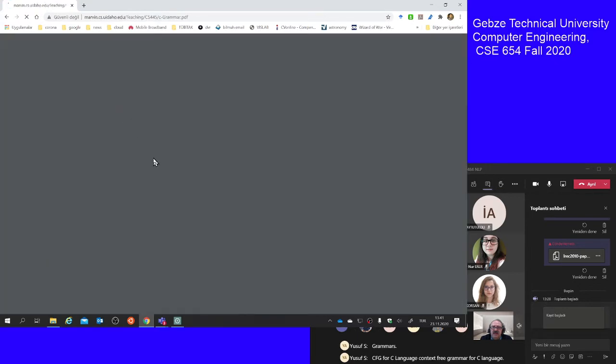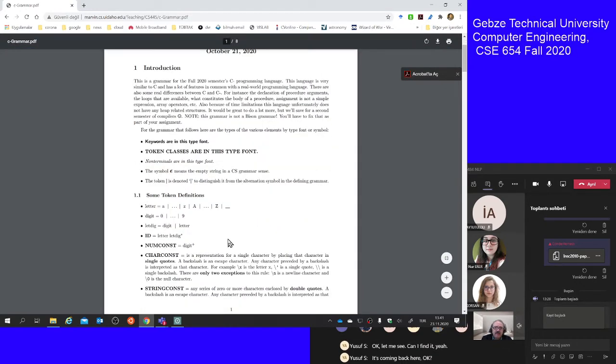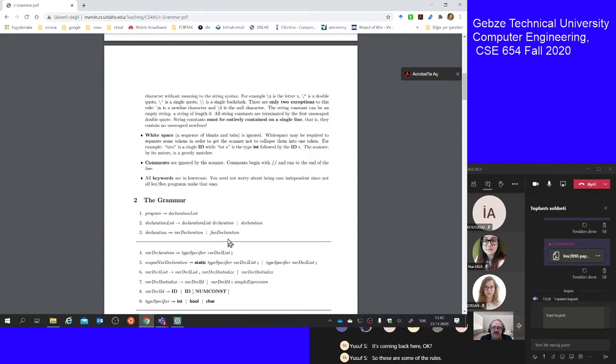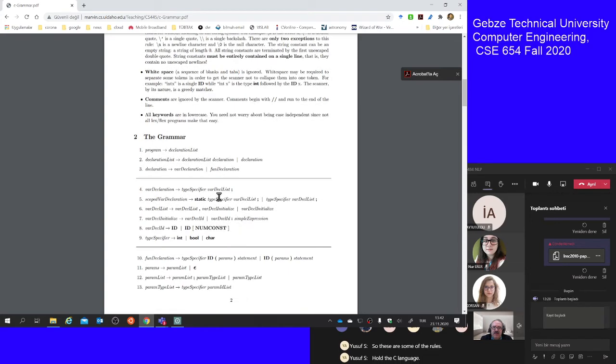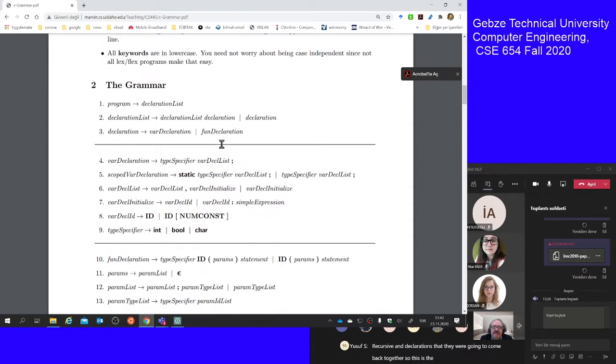Okay, let me see, can I find it? Yeah, it's coming back. So these are some of the rules for the C language. So a program is a declaration list. A declaration list is a declaration list, recursive, and declaration, etc. We are going to come back to this together. So this is a grammar for the C language. We are going to do similar stuff for English and Turkish.